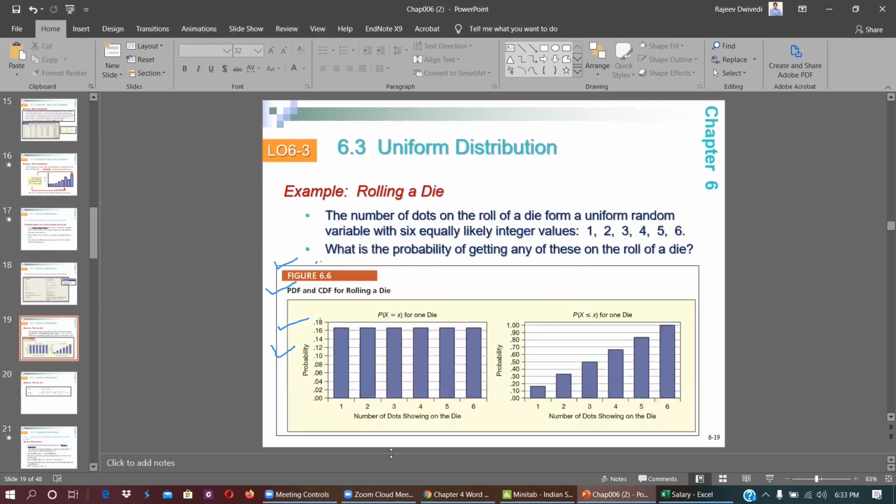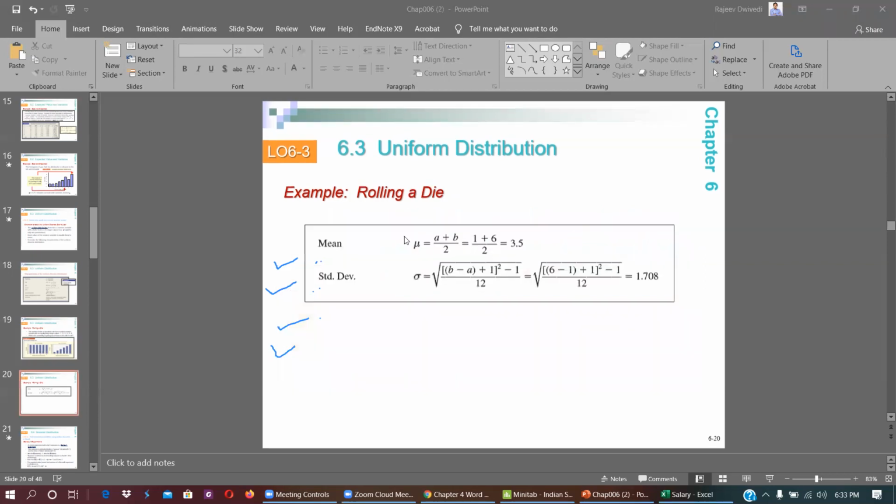So this is the probability distribution if you roll a die. There are 6 faces. What is the probability of getting 1, 2, 3, 4, 5, 6? They all have equal probability, which means 16.67% is the probability of getting 1, 16.67% for getting 2, similarly for the rest, and this is the cumulative. Now the question is, what is the mean? The mean is (a plus b) upon 2, which is (1 plus 6) upon 2, which is 3.5. The standard deviation, if you put in the values, is 1.78.